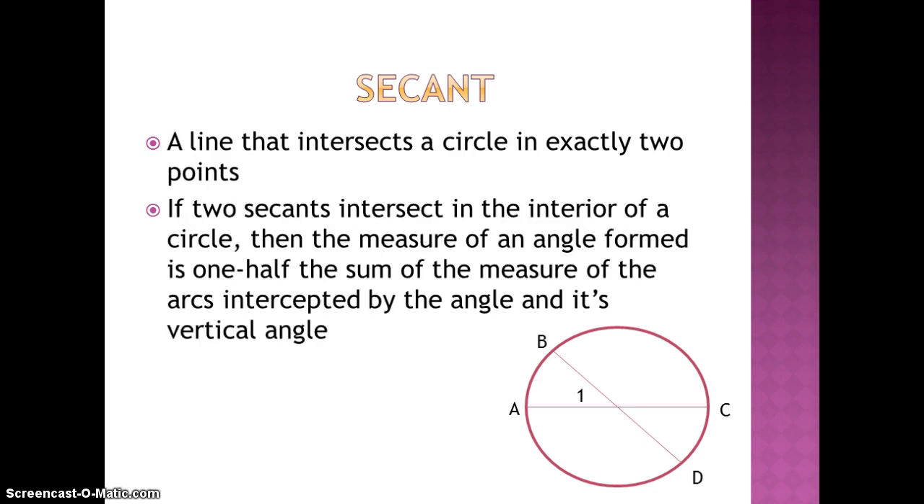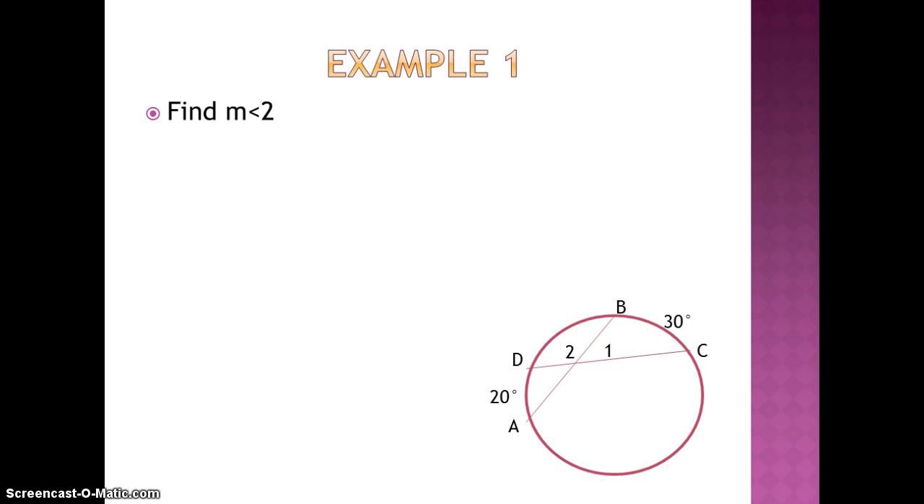If two secants intersect in the interior of a circle, then the measure of an angle formed is 1/2 the sum of the measure of the arcs intercepted by the angle and its vertical angle. So the measure of angle 1 equals 1/2 the measure of arc AB plus the measure of arc CD. Find the measure of angle 2.